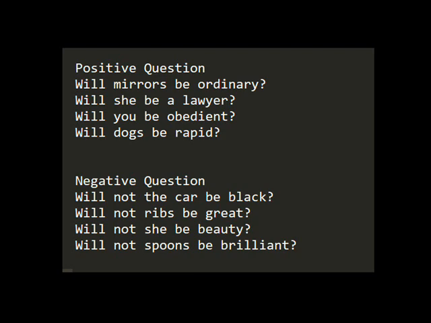Negative questions. Will not the cars be black? Will not ribs be great? Will not she be beauty? Will not the spoons be brilliant? This is a very basic but a very important way of speaking about the future in English.